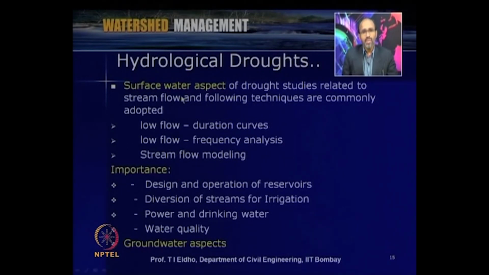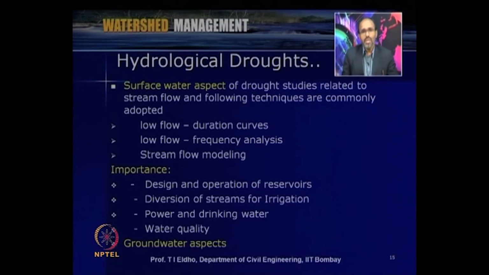The importance of this surface water assessment is, when we look into the design and operation of reservoirs, we have to see the possibility of this type of hydrological drought. Then diversion of streams for irrigation, when we are diverting water from one river basin to another or one watershed to another, we have to see this. And then power, whether electric power is produced from hydropower, we have to see its related issues, and then the availability of drinking water, and water quality. When the level in the rivers or the reservoirs goes down, we can see the water quality will be affected.